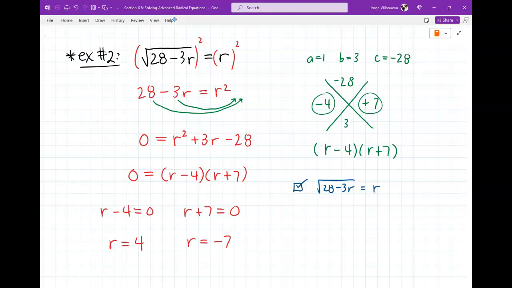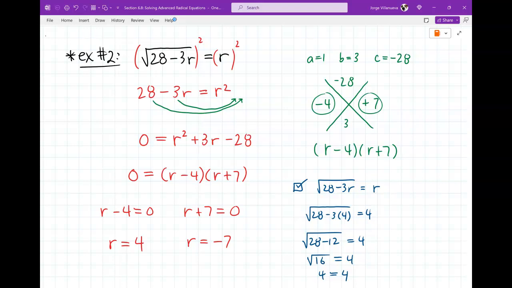So let's plug in a 4. So I get square root of 28 minus 3 times 4 is equal to 4. Well, that's 28 minus 12 is equal to 4. 28 minus 12 is 16, so the square root of 16 is equal to 4. That means that 4 is equal to 4. So that makes sense. That's good.